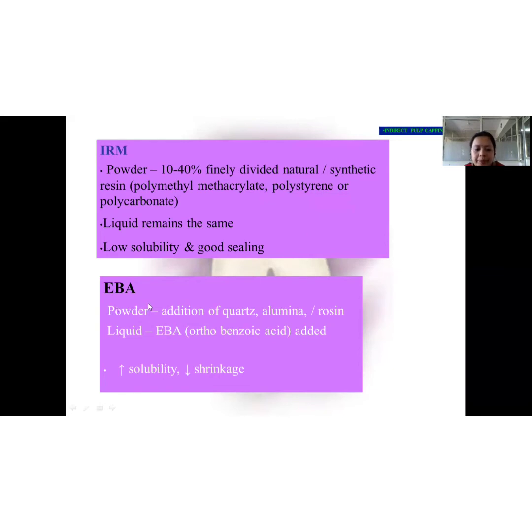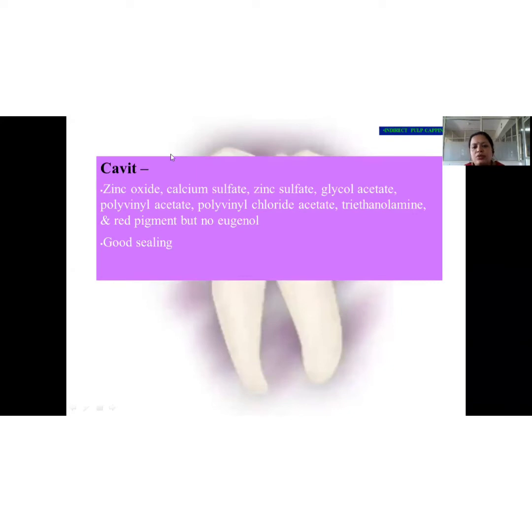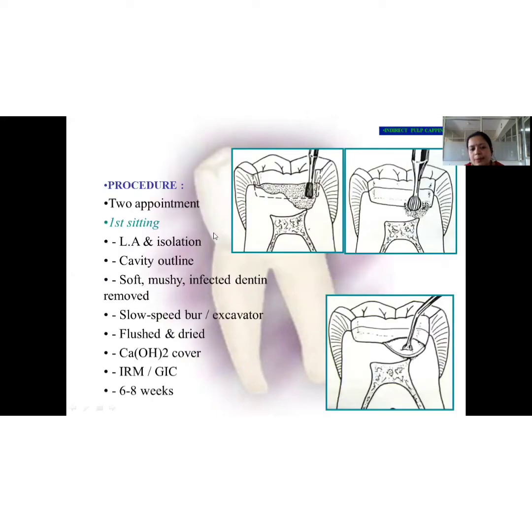Then EBA, ethoxybenzoic acid. The powder has an addition of alumina resin, and the liquid has orthoethoxybenzoic acid. It has increased solubility. You can also use tablets, zinc oxide, calcium sulfate, zinc sulfate, glycol acetate, polyvinyl acetate, polyvinyl chloride acetate, triethanolamine, but it has no eugenol, and it has a good seal.